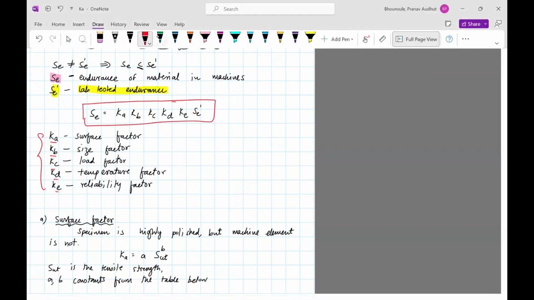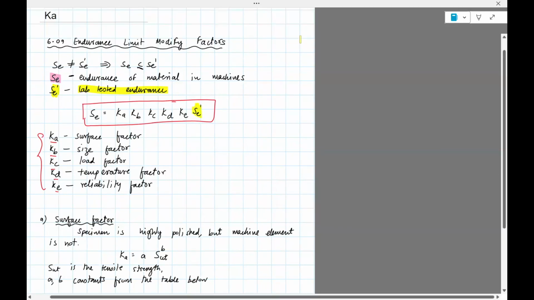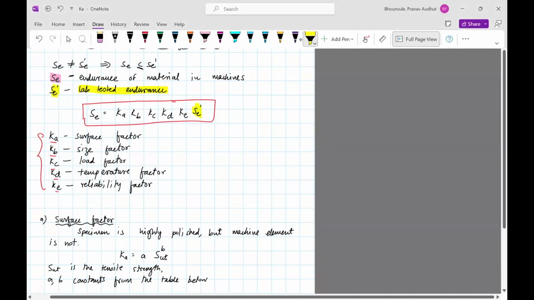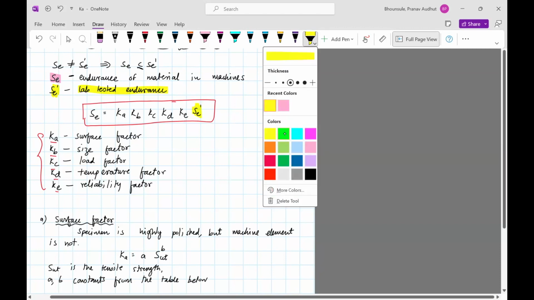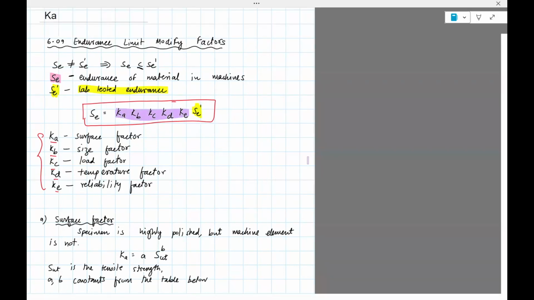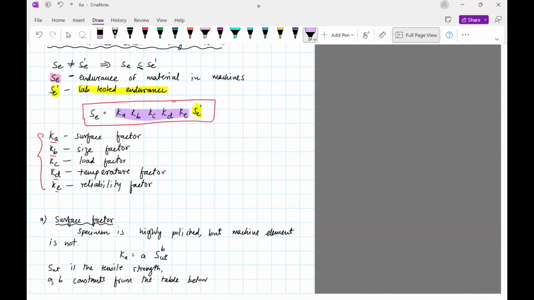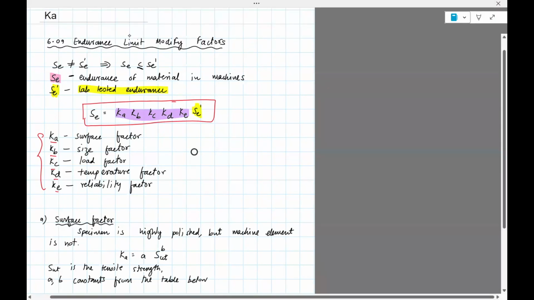So we have this value from lab experiments, and depending on how you're using the actual part, you will have a factor which will get multiplied with SE prime, and that would be your final endurance limit. So it's very important to know it, because you can miss it by a big value if you don't have these factors. So let's dig through these endurance modifying factors one by one.